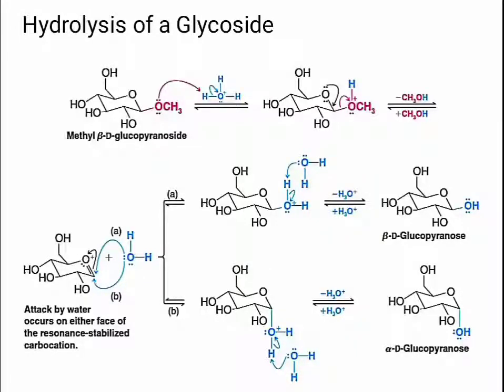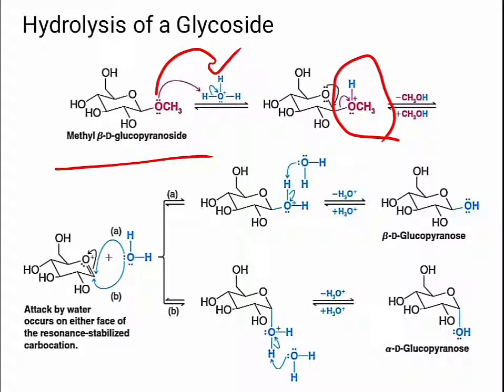Now see the mechanism of the hydrolysis of a glycoside. So this is your methyl beta D glucopyranoside. At first this oxygen will attack this proton, any one of these three, and then it will become a good leaving group, CH3OH2+. So now this oxygen will donate its lone pair here and this bond will be broken. So you will get this structure.